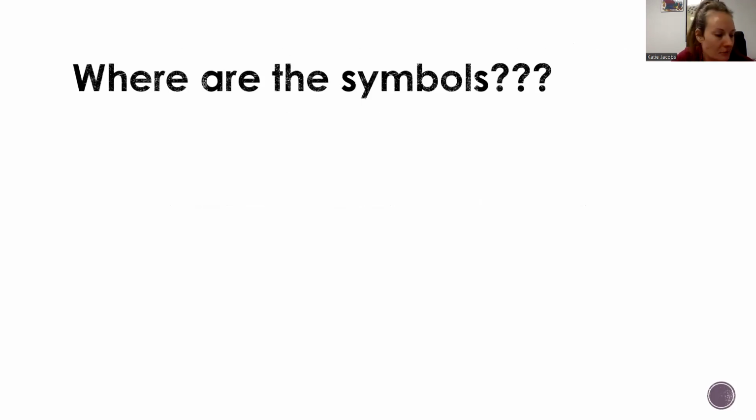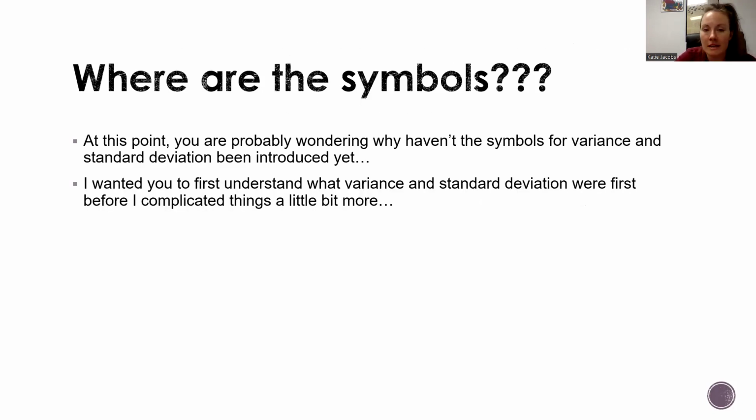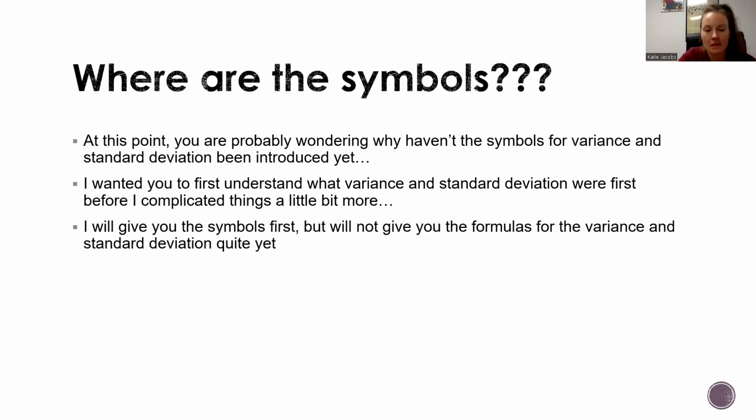So where are the symbols then? At this point, you're probably wondering, why haven't I given you the symbols for variance and standard deviation? The reason I haven't done that yet is I wanted you to conceptually understand what variance and standard deviation are first. If you don't understand that, pause this now, rewind it. Okay, so I'll give you the symbols first, but I'm not going to give you the formulas for variance and standard deviation quite yet.